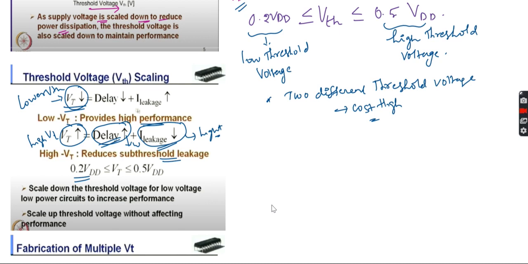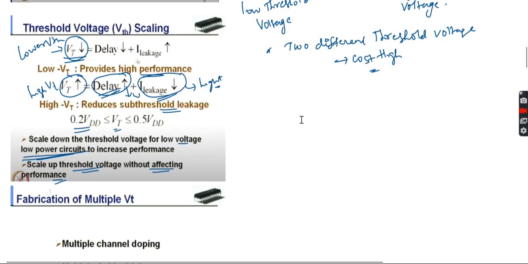So that is why we said here which is low, which is high. Now you can scale down the threshold voltage for low power circuits. Next, you can scale up the threshold voltage without affecting the performance. This is one of the very important things. If you want to reduce the leakage power, one important factor is the scaling of VTH. Another factor, which we will study later, is VDD, the power supply scaling. These two scalings, VDD and VTH, are very important.